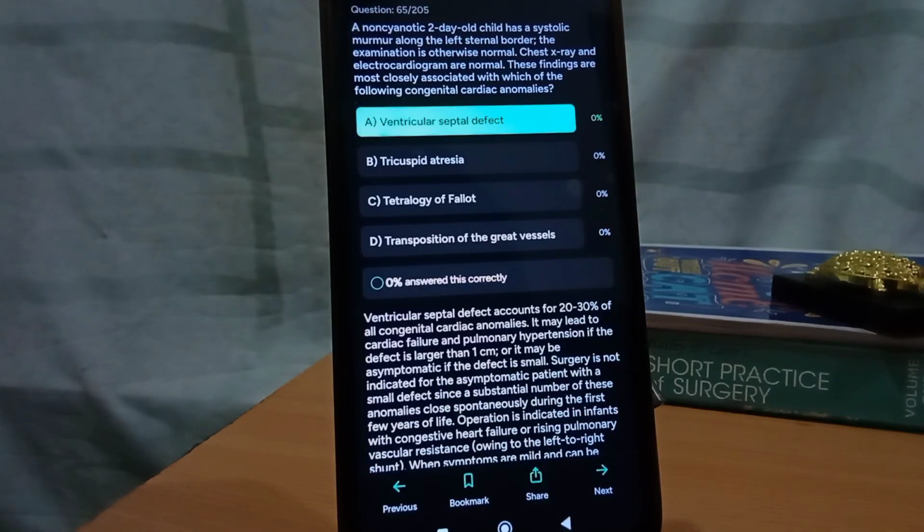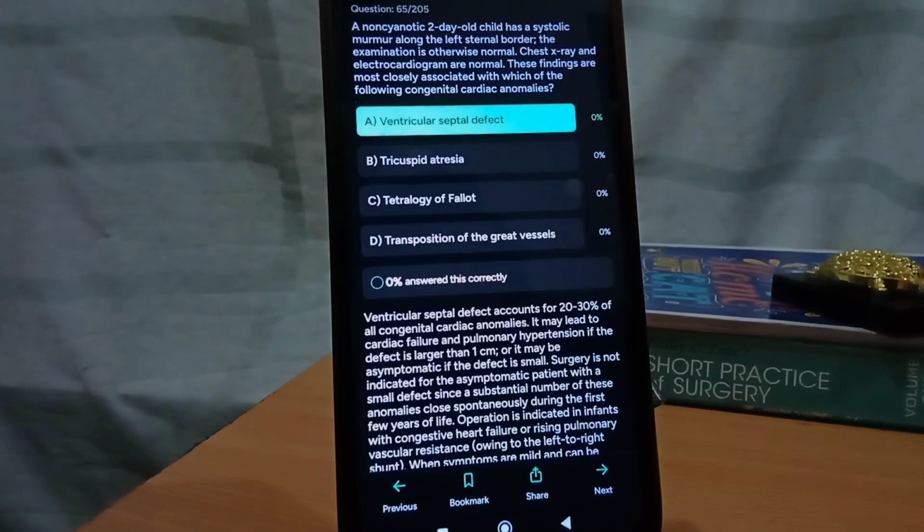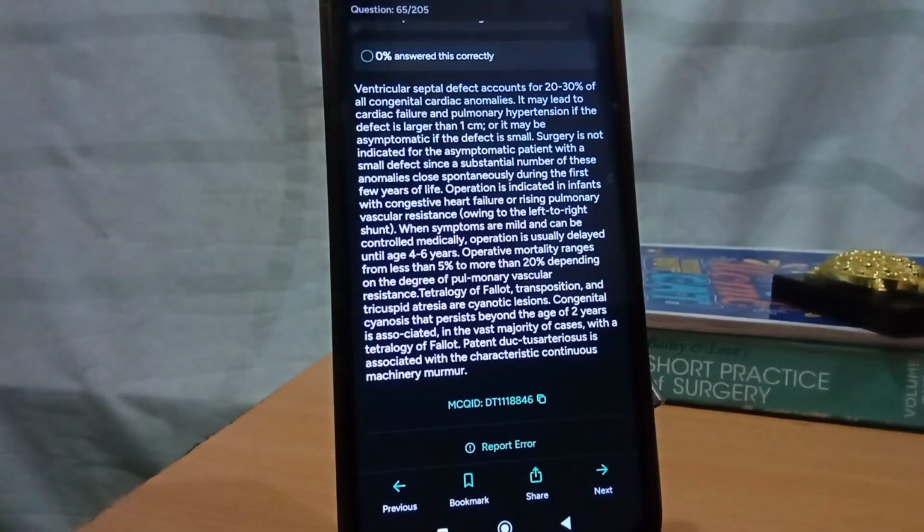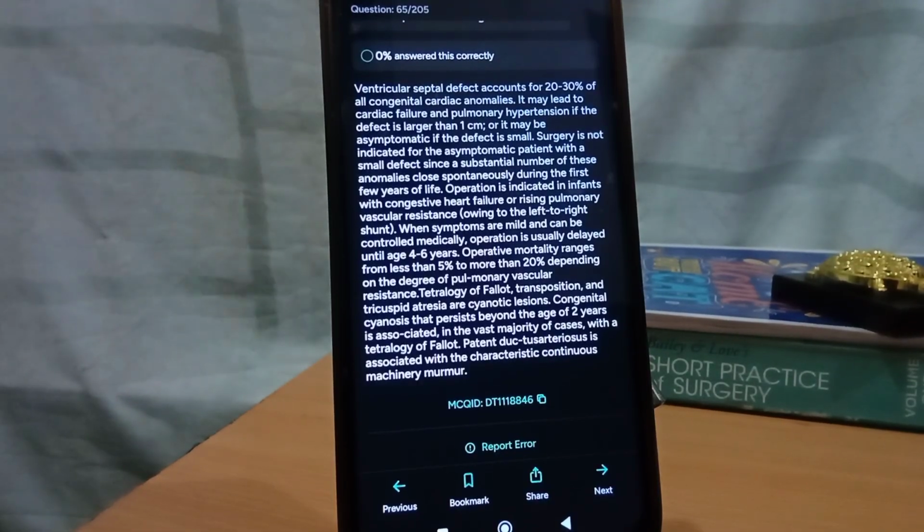Operation is indicated in infants with congestive heart failure or rising pulmonary vascular resistance owing to the left to right shunt. When symptoms are mild, they can be controlled medically. Operation is usually delayed until age 4 to 6 years. Operative mortality ranges from less than 5% to more than 20% depending on the degree of pulmonary vascular resistance.